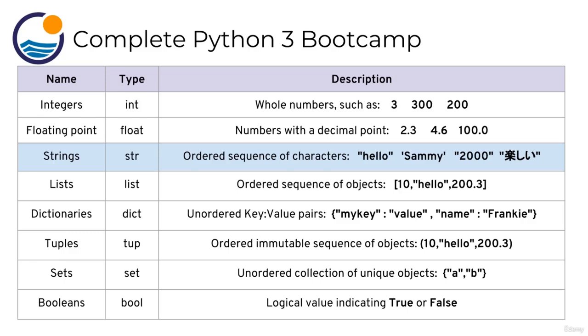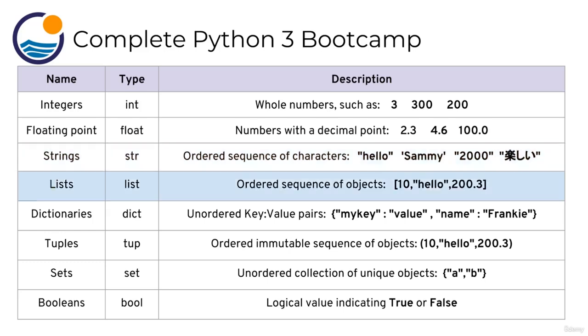Then after that, we have strings, and strings are an ordered sequence of characters. You can think of these as just kind of words, but you should also note they can be numbers as well as foreign characters inside of a string. The main thing that denotes a string is that it either has double quotes or single quotes. Here we can see we have hello in double quotes, Sammy in single quotes. We have the digits of 2000 inside double quotes. That makes it a string. It's no longer just an integer because it has double quotes around it. And then you can also see we have some Japanese characters inside double quotes.